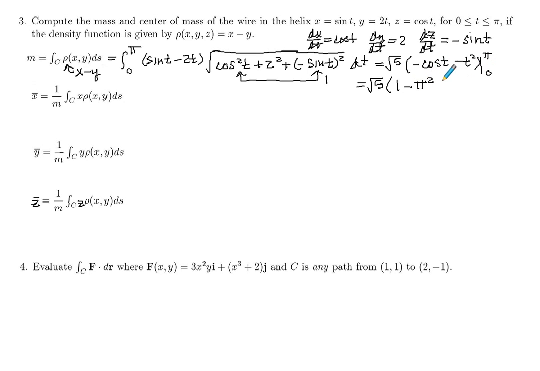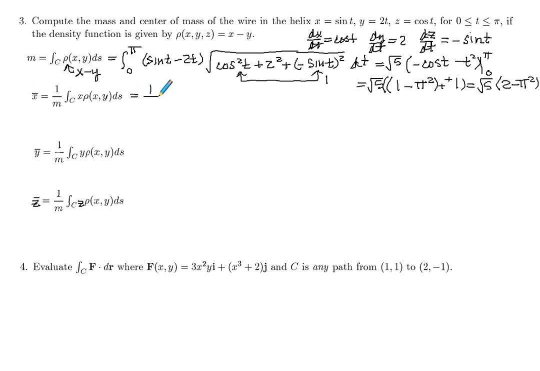And then if we plug in 0, we're going to be subtracting negative cosine of 0. Cosine 0 is 1, so I'll be subtracting a negative 1, and then minus 0 squared. So we're just adding 1 here. So this is actually going to be square root of 5 times the quantity 1 and 1/2 minus pi squared. So there's our mass. So now let's go ahead and set up the integral for x bar.